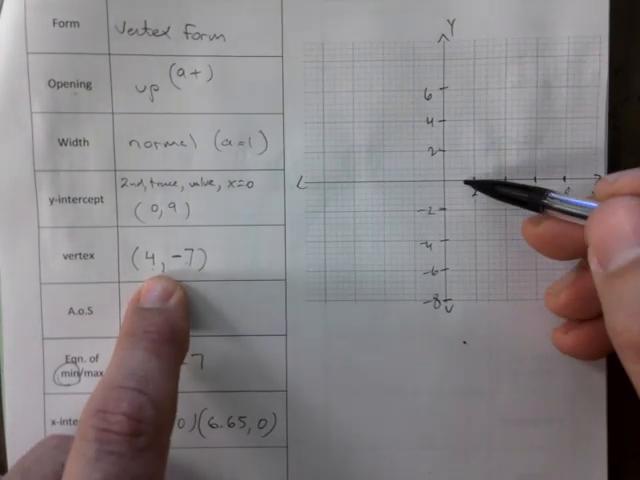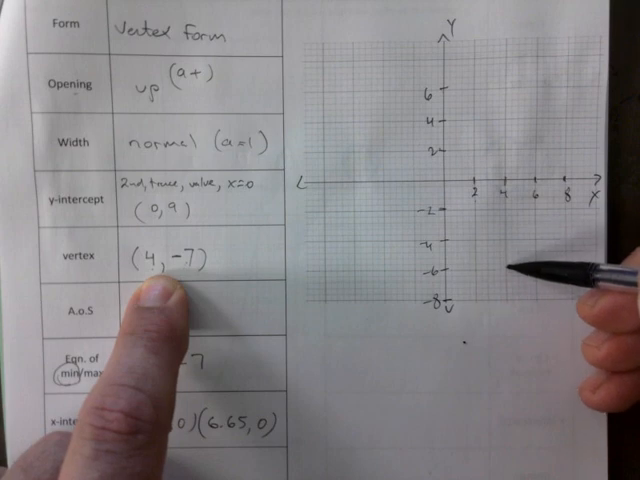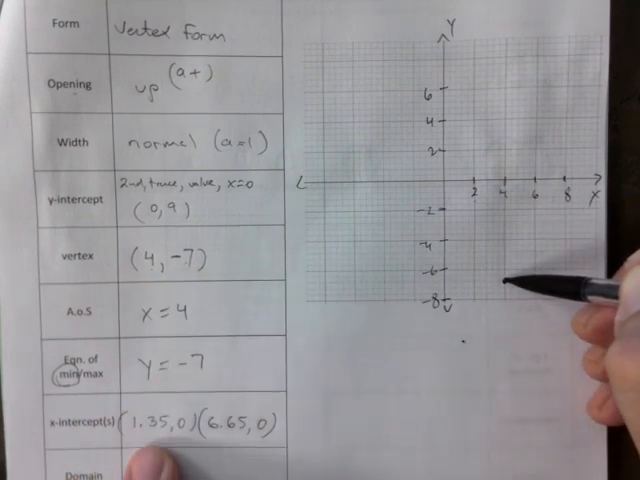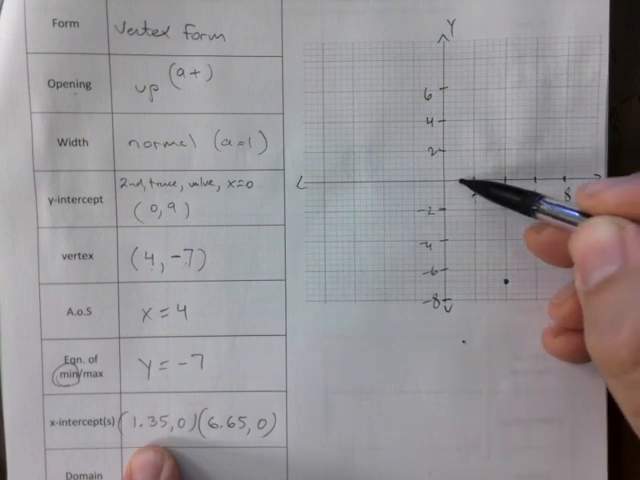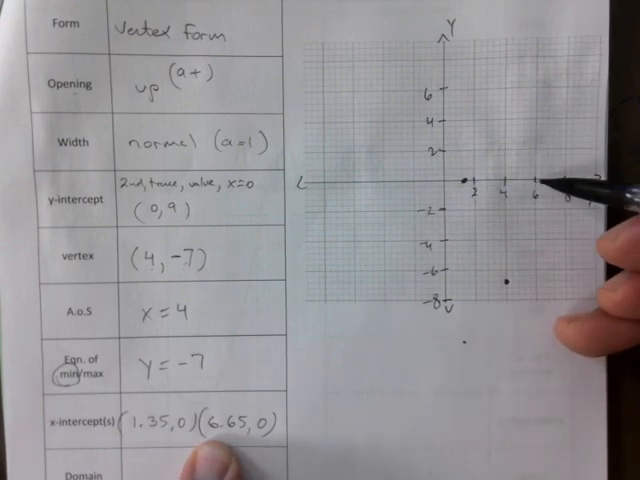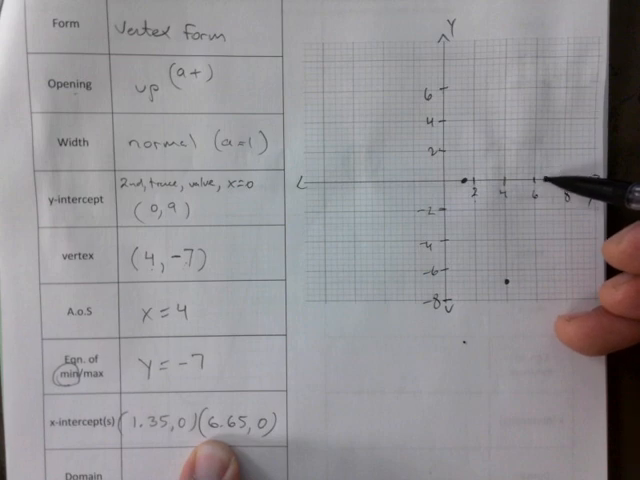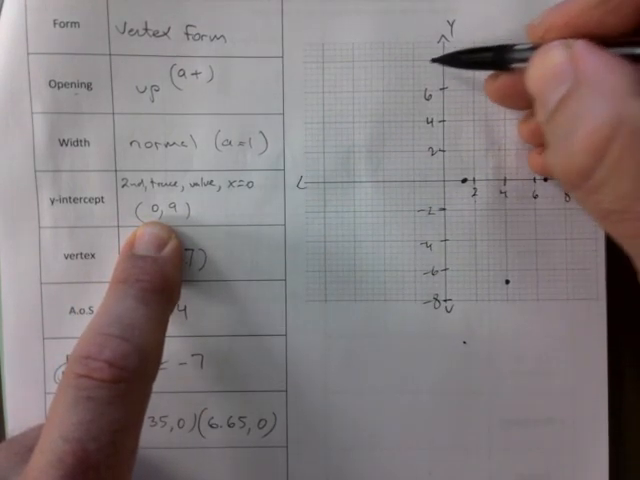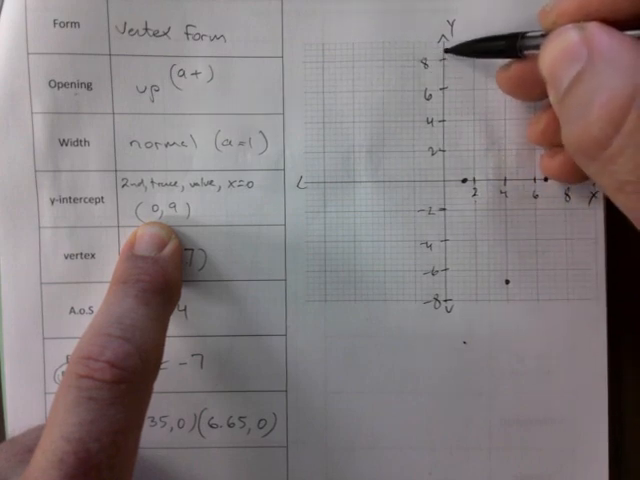4, -7. So that's 4, -7 is right about there. And then 1.35. This would be 1. 1.35 is just over here. And then 6.65. That's 7. 6.65 is right there. And my y-intercept is 9. Oops, is that going to fit? Yeah, it is. Phew. Right, 8, and this would be 9 right about there for the y-intercept.